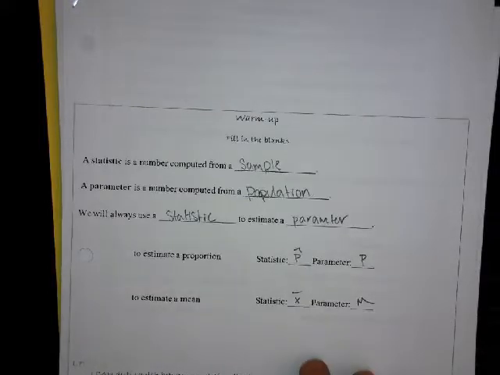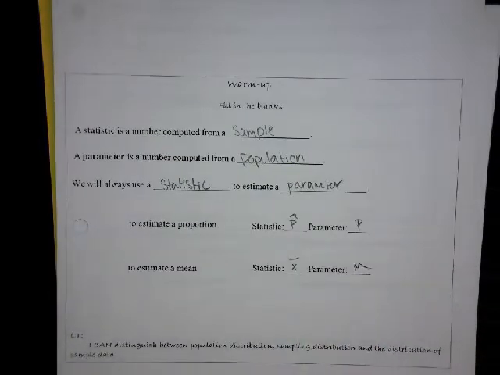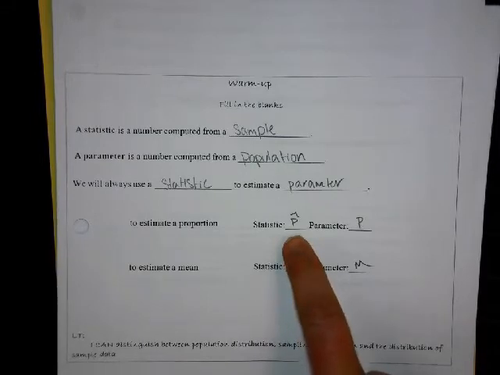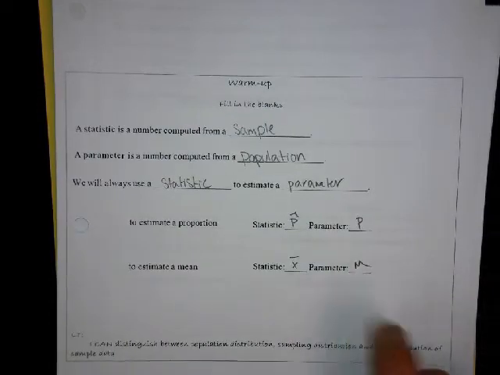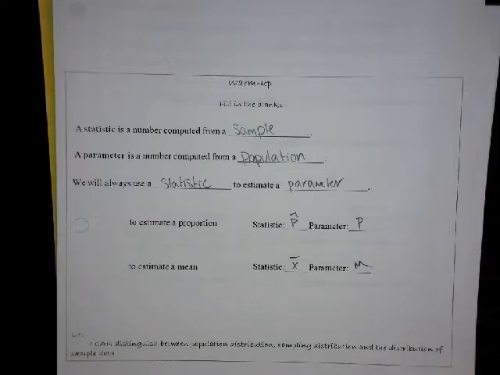No? Okay. So a statistic is a number computed from a sample. A parameter is a number computed from a population. We use a statistic to estimate a parameter. If we're working with proportions, our statistic is p hat, and our parameter is p. If we're working with means, we use x bar for the statistic and mu for the parameter. So today we're going to look at sampling distributions and population distributions.